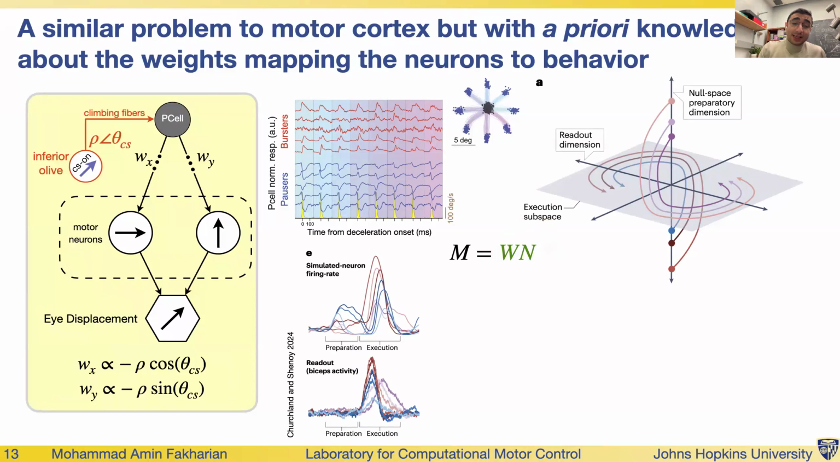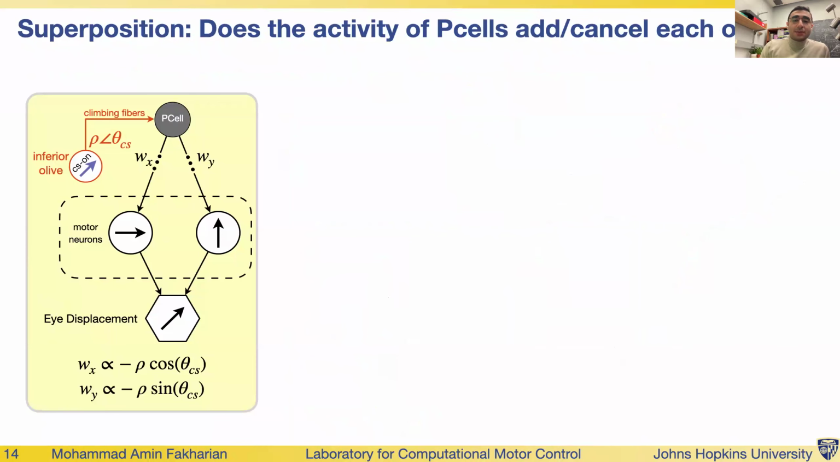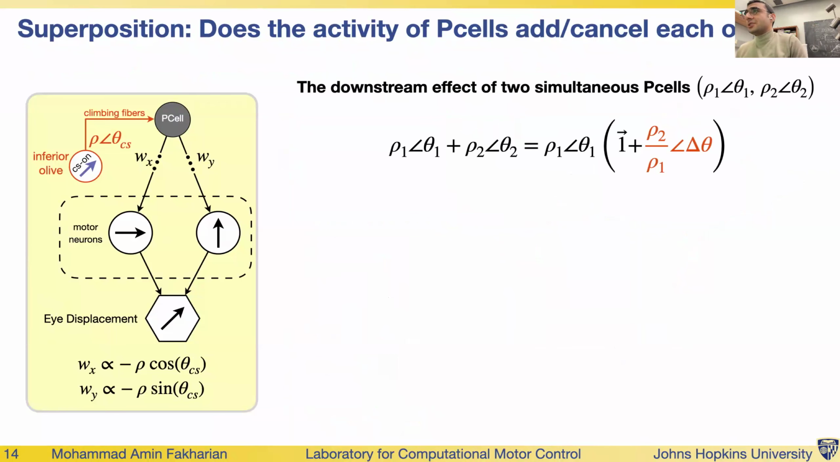So now we can answer the question of what is the downstream command M, because we have both weights and the neural activity. But before that, first we're going to explore the linearity, the superposition, which means, do P cell responses add or cancel each other, which is technically whether the model is valid or not. And second, we're going to check if CS on is the potent axis and CS plus minus 90 is the null axis. In order to do that, because we have the simultaneous recordings, we have multiple simultaneous Purkinje cells.